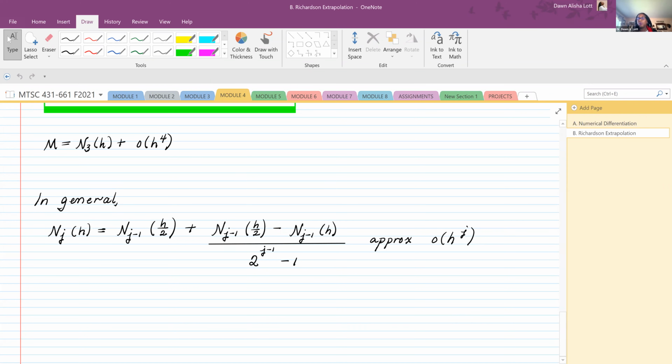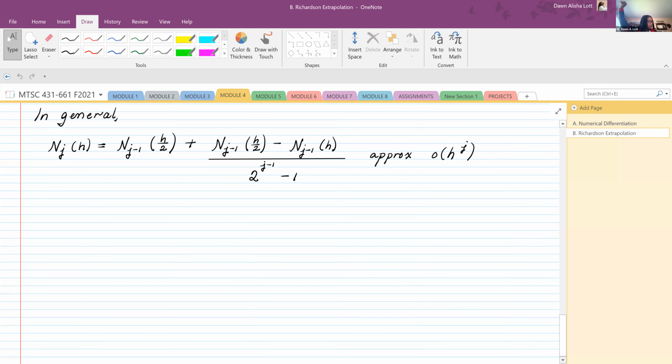So the other general formula is, if your M looks like N of H, and then it's K2 H squared plus K4 H to the 4th plus K6 H to the 6th plus dot, dot, dot.